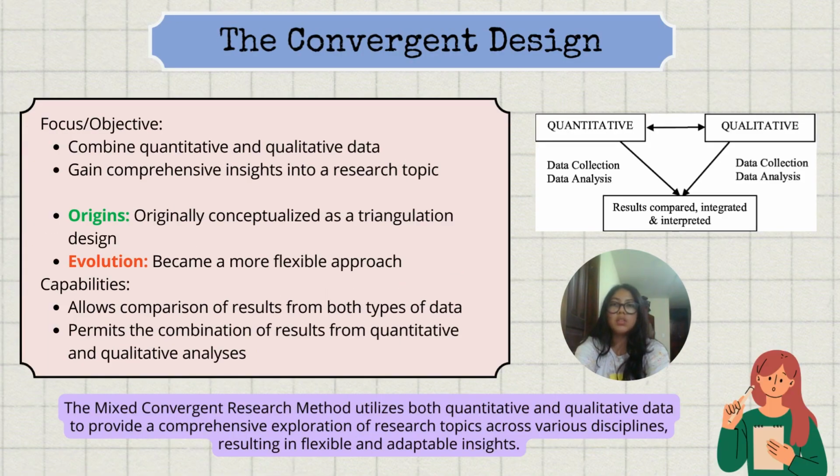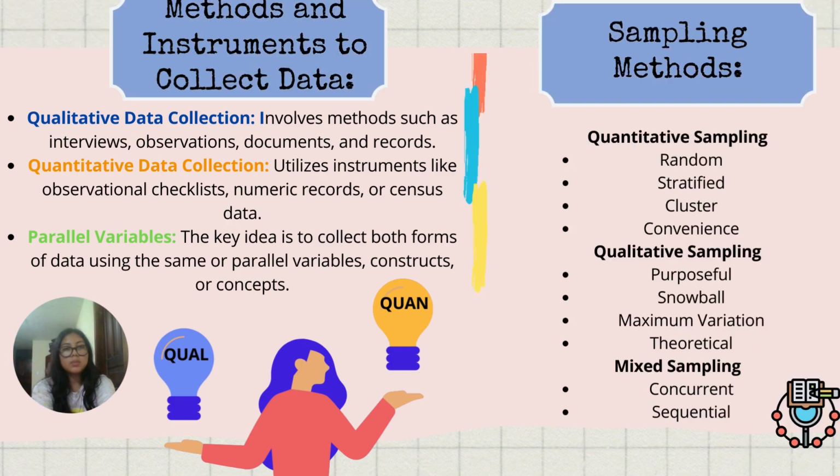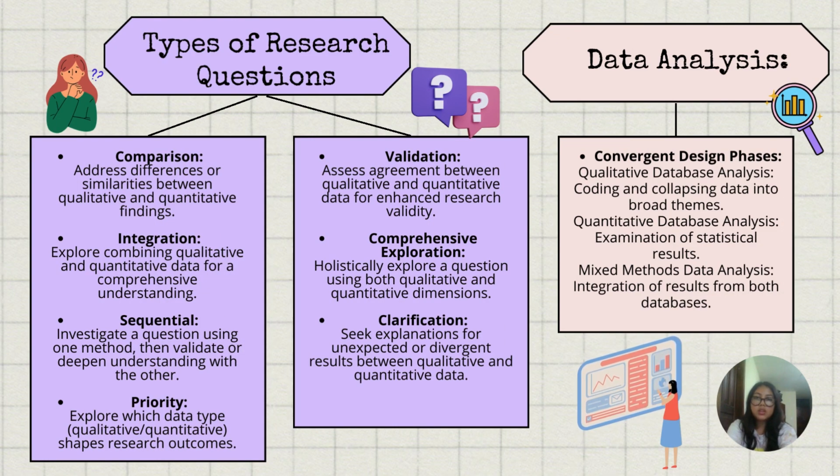Convergent mixed methods designs, born as a simulation method, often blend quantitative and qualitative data, allowing for a comprehensive analysis. It facilitates the comparison and integration of results, offering a holistic grasp of research topics. Qualitative methods like interviews complement the quantitative approach using checklists, with both covering through the use of parallel variables for a comprehensive analysis. Convergent design involves qualitative analysis through coding and theme development, quantitative analysis of statistical results, and finally mixed methods analysis, finding integration from both databases for a comprehensive understanding.